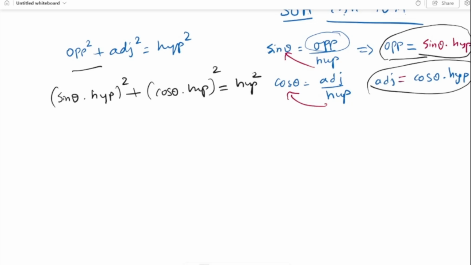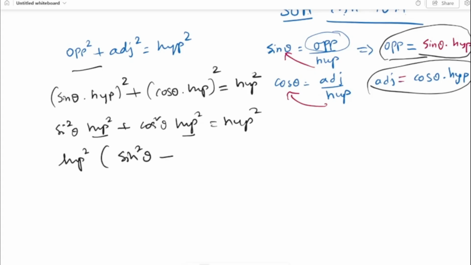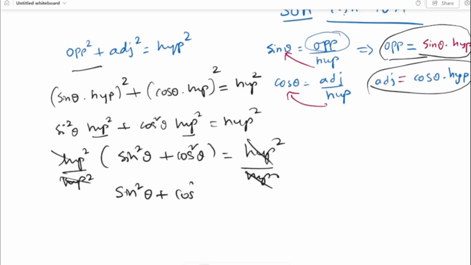From here on I'm going to go a little faster. So this is sine square theta hyp square plus cos square theta hyp square equal to hyp square. I'm going to take the greatest common factor, which is hyp square. So we get sine square theta plus cos square theta times hyp square equal to hyp square. The moment you see something like this, you divide by hyp square. So they cancel off, and we are left with sine square theta plus cos square theta equal to 1.